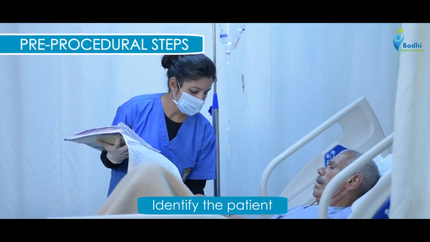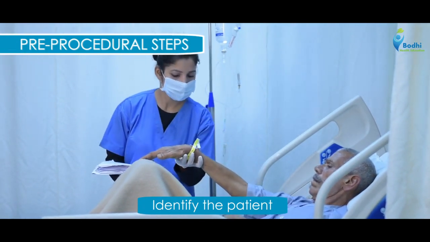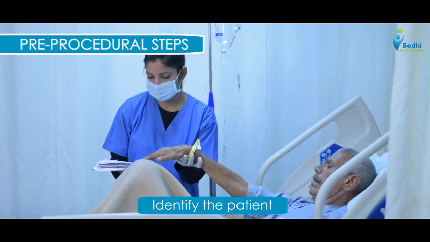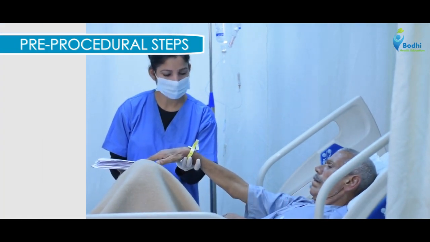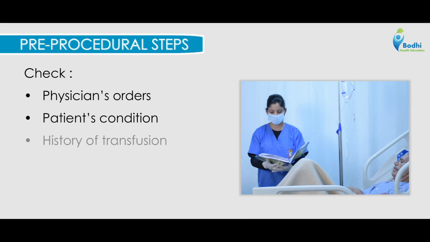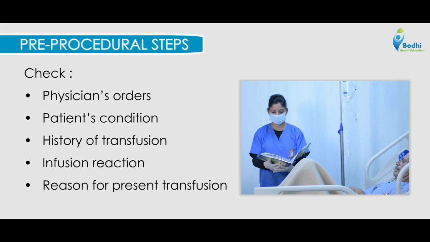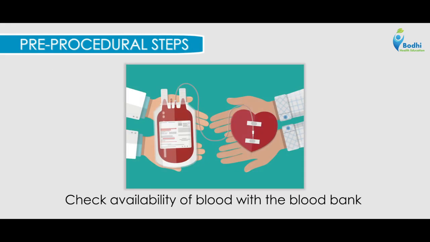First of all, identify patient to prevent errors and thus eliminates possibility of transfusion reactions. Check physician's orders, patient condition and history of transfusion or infusion reactions, reason for present transfusion, to obtain specific data and initiate patient education if required. Check availability of blood with blood bank.